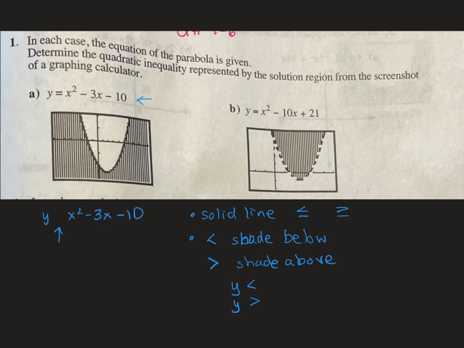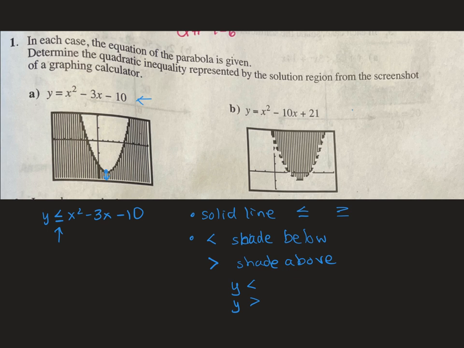We have a solid line, so we're going to need an equal to, and it's shaded below. If you go to the vertex and just think above or below from the vertex, so it's shaded below, which means it's got to be less than or equal to. And there we go. Now let's look at the other one.